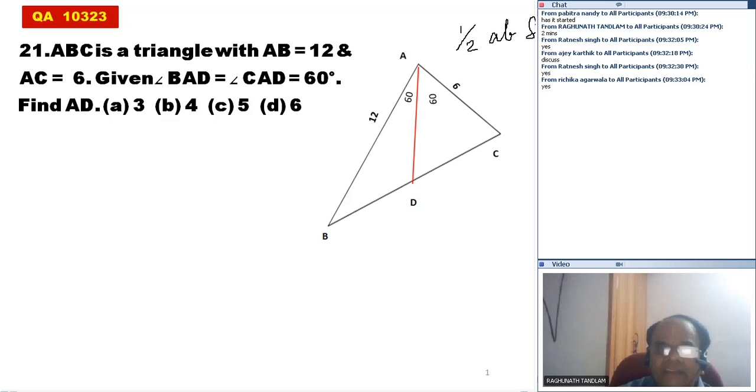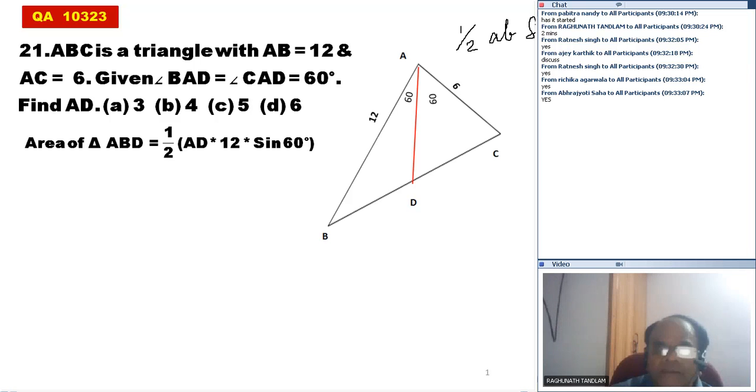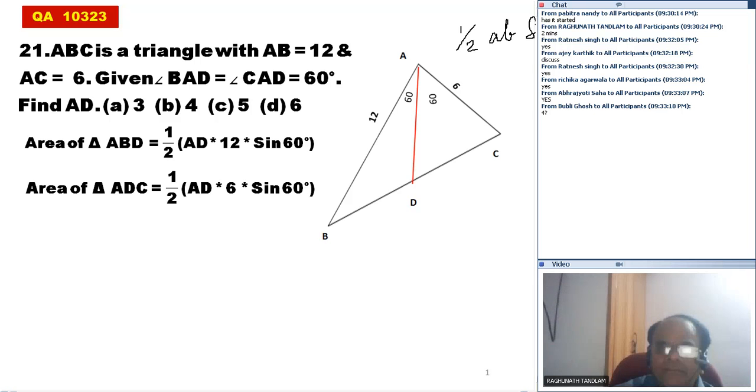What's the area of triangle ABD? Half of AD into 12 into sine 60. What is the area of triangle ADC? Half of AD into 6 into sine 60. What's the area of triangle ABC? Half of 12 into 6 into sine 120.